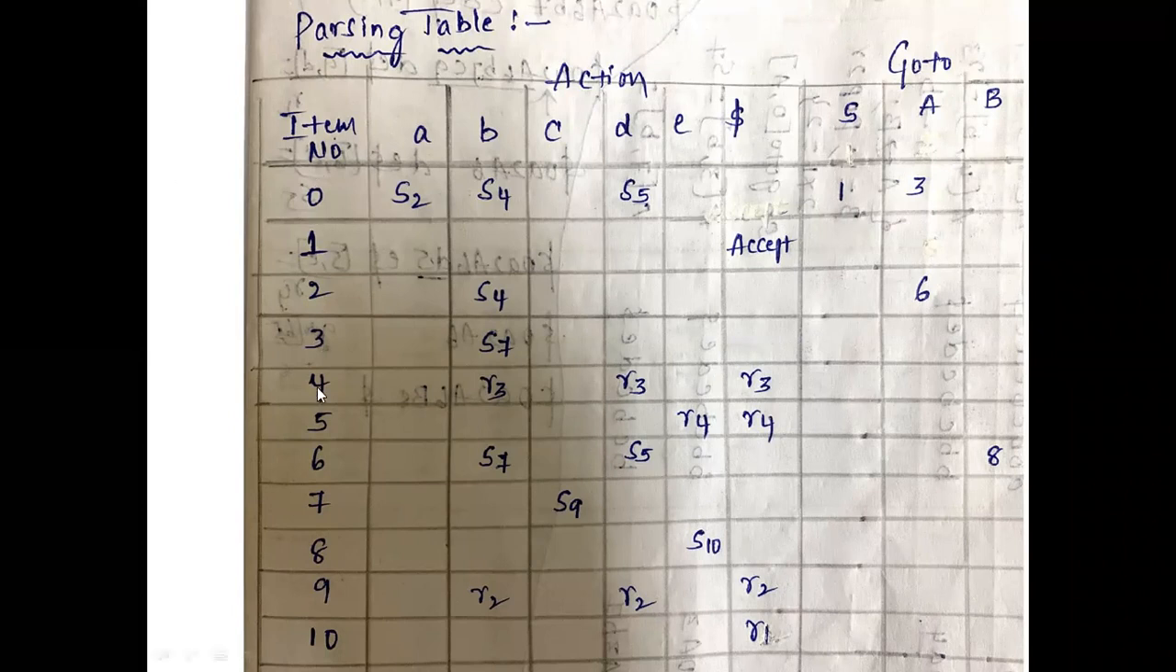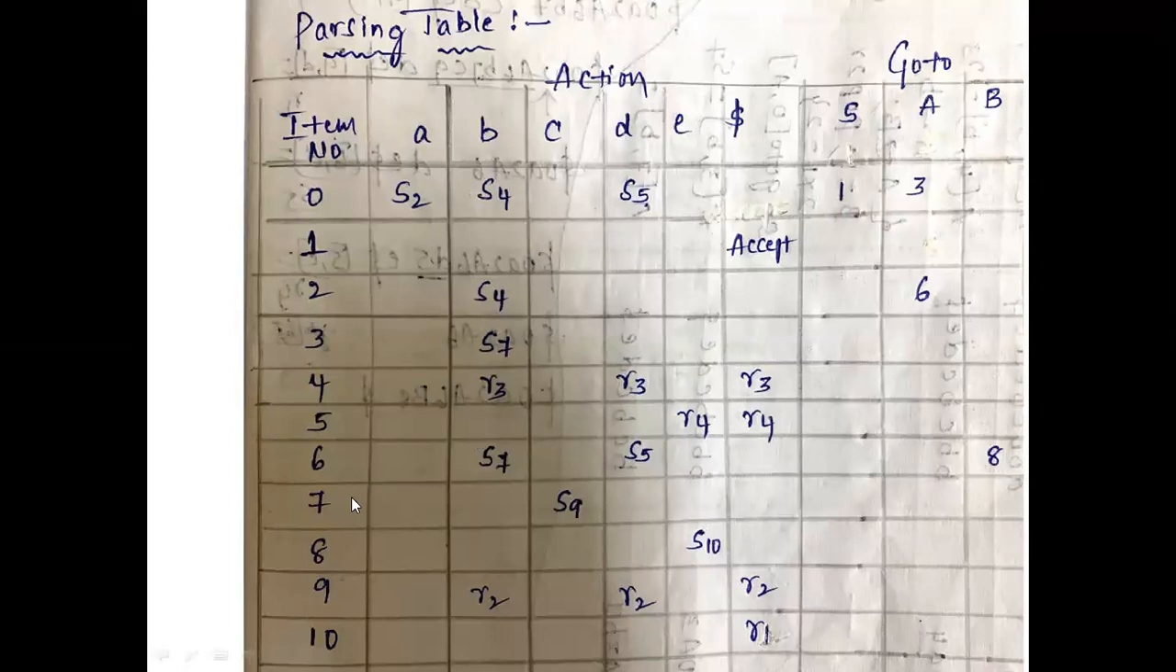Items from the canonical set. After computing the go to function, how many items do we get? So we are writing all those items like this, and checking the items from the computation. For the item with the non-terminals, we are just writing the numbers. But for the items with the terminals, we are writing the shifts.